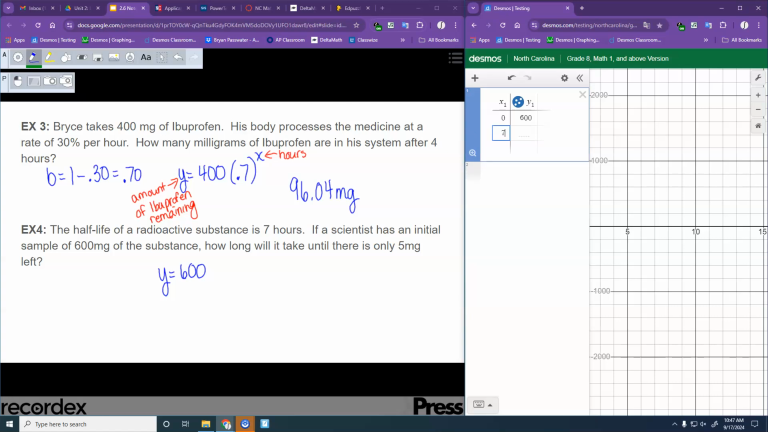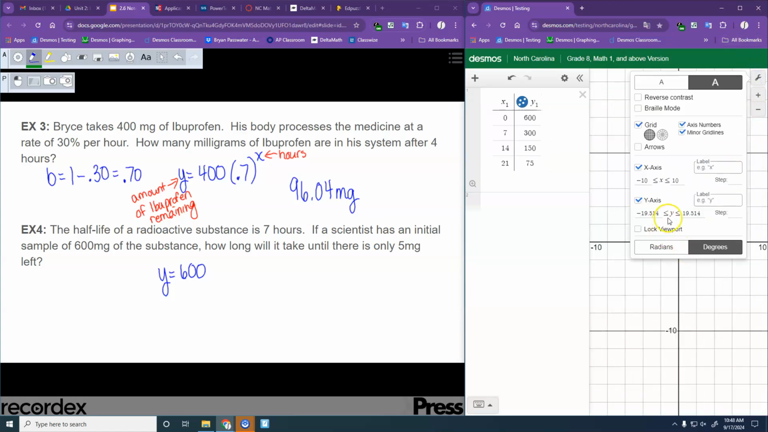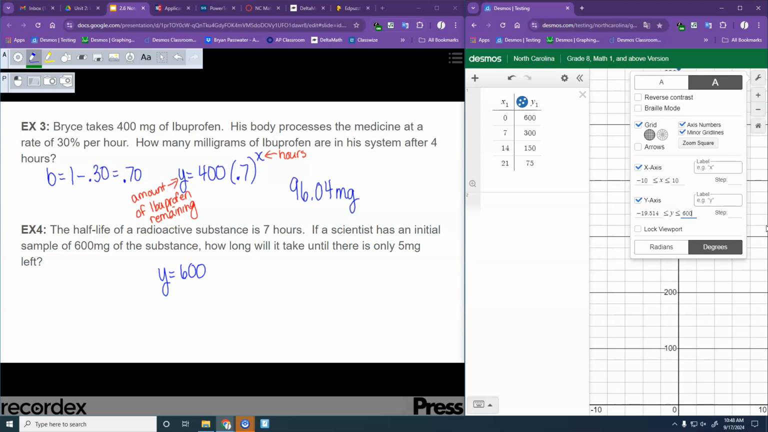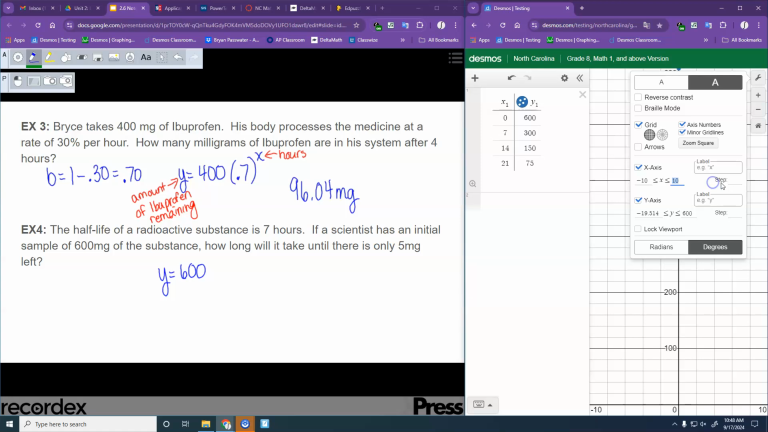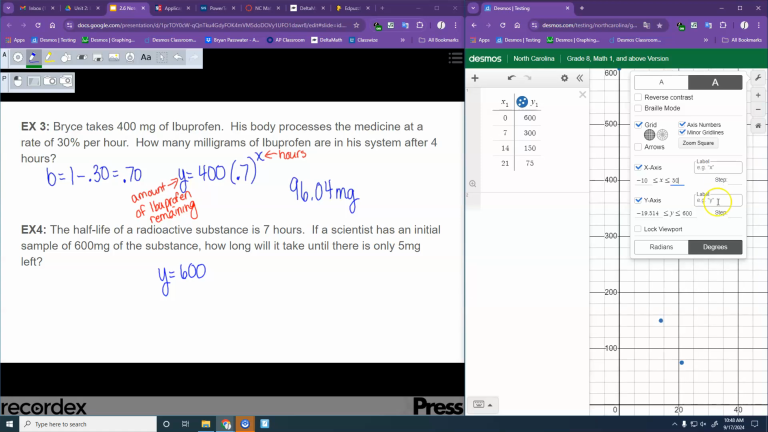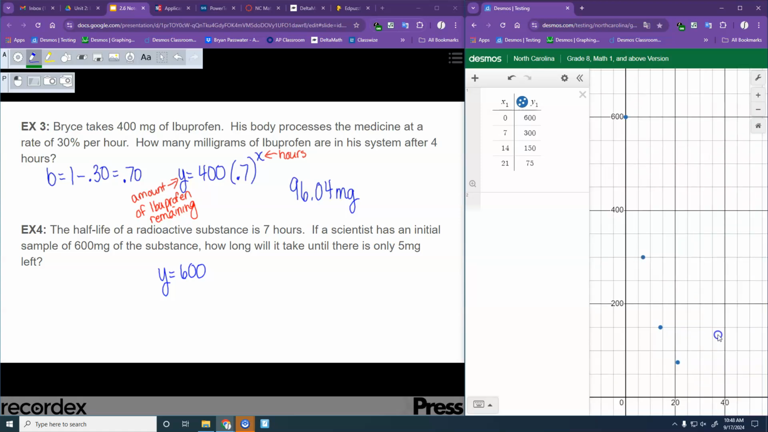All right, so if you understand what half-life is, it means that if you start off with 600, after 7 hours, you'd have 300, right? And then after 14 hours, you'd have 150. And after 21 hours, so every 7 hours, it's cutting it in half, right? So that'd be 75, right? And if I change my graph to where we can see it better, let's make that go up to 600. You can kind of see what's happening here.